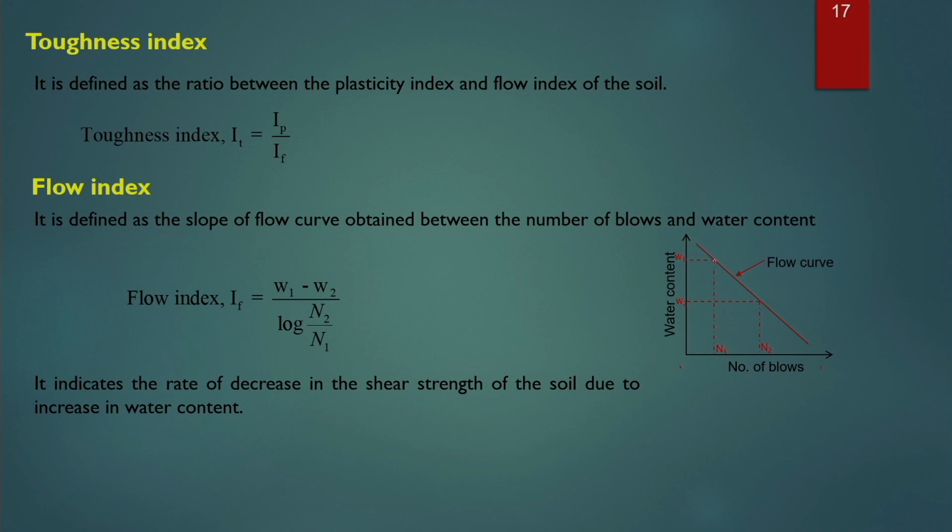If we take a value that corresponds to N1 number of blows and W1 water content, and N2 number of blows corresponding to W2 water content, then we get the slope of this line, which is known as the flow index. That is W1 minus W2 divided by log N2 by N1. This flow index generally tells us about the rate of increase or decrease in the strength of the soil due to change in the water content. The stiffer the soil, the more rapidly the shear strength decreases with a small change in the water content.